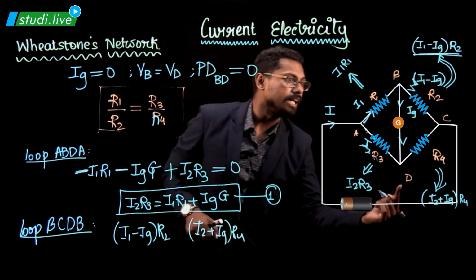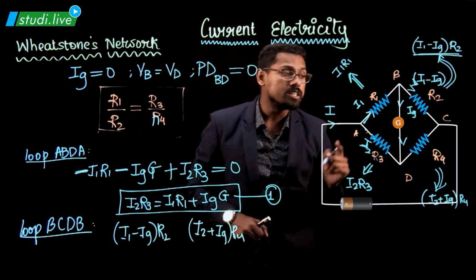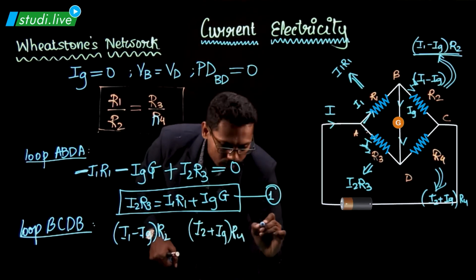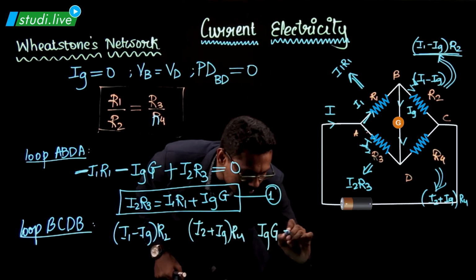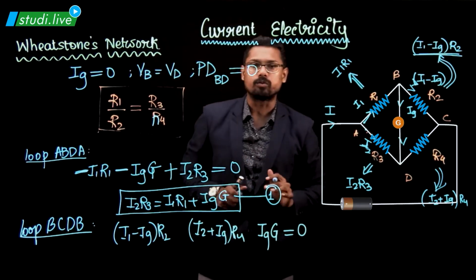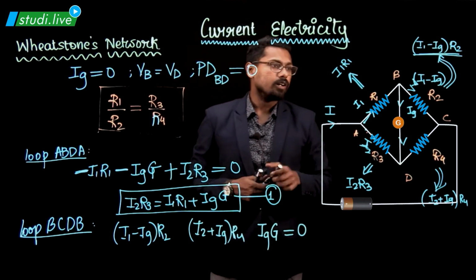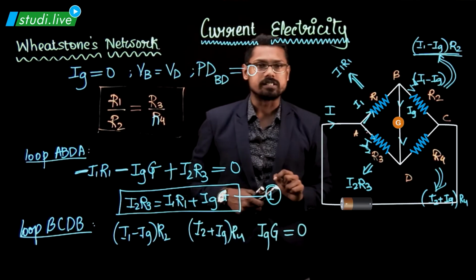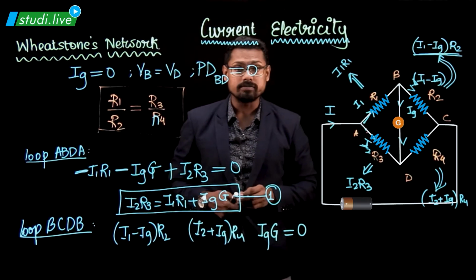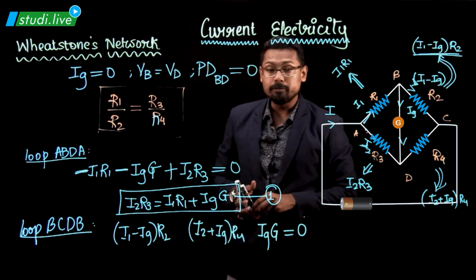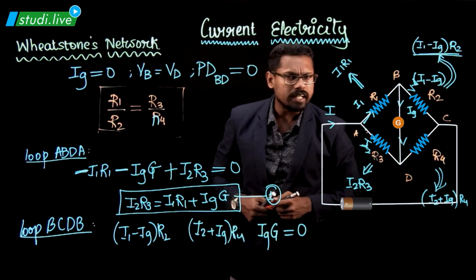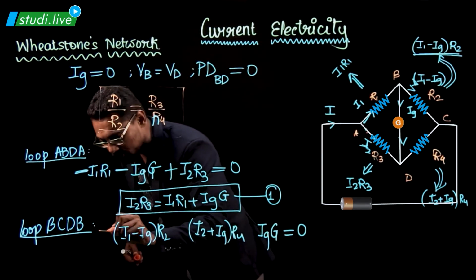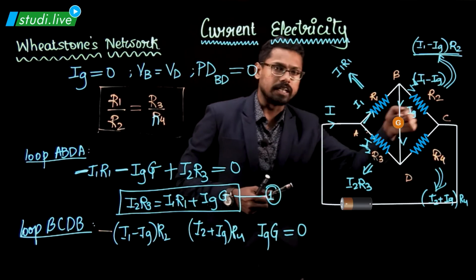Okay, let me move from D to B. What is my potential difference? Ig into G. Ig into G, and since it closes at point B, this is equal to 0. What next? Okay, when I move from point B to point C, am I flowing in the direction of current? Yes. So if I am moving in the direction of current, what should be my sign? Negative.